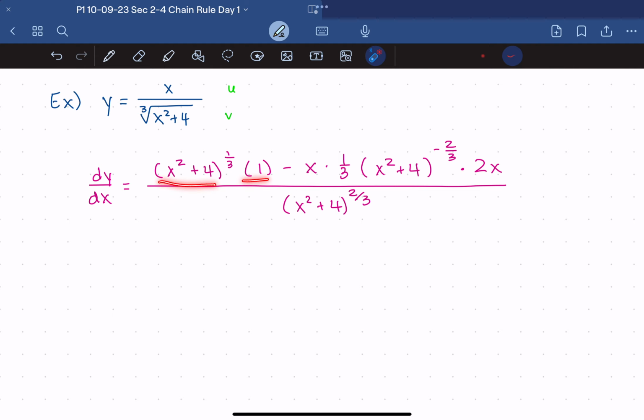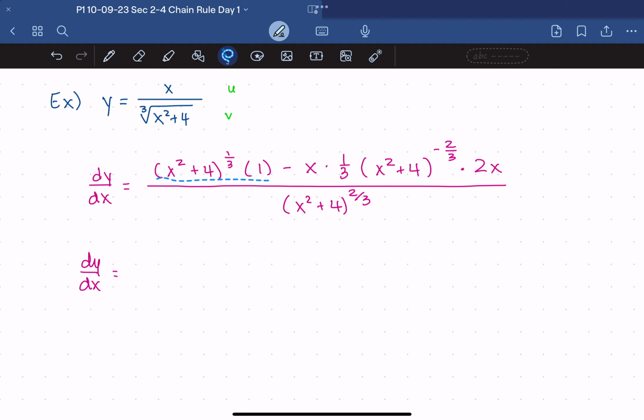So bottom times derivative of the top minus top times derivative of the bottom, over the bottom squared. All right, so there's the derivative. Now how do I simplify this beast of a thing? Let's actually do something we didn't do in the previous problem so you can see what I was talking about. I'm going to just clean up each term a little bit.